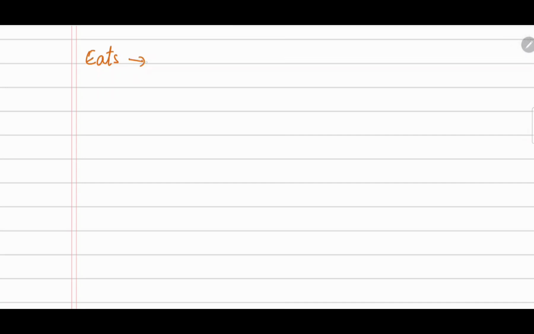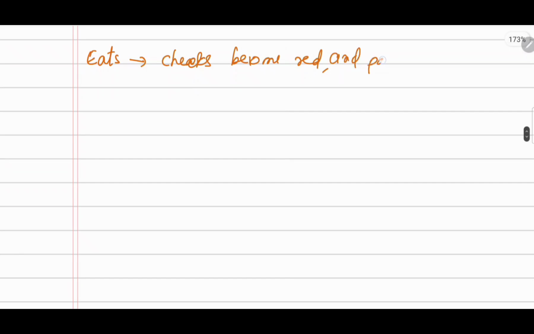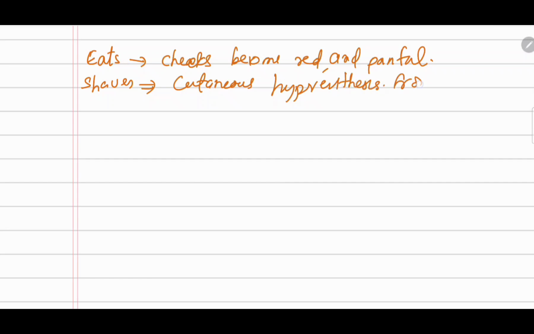As a result of this syndrome, what happens when a person eats? With the stimulation of the auriculotemporal nerve, the cheeks become red and painful. And when a person shaves, there is cutaneous hyperesthesia from the ear. So this condition is known as Frey's syndrome. Hope you understood. Thank you.